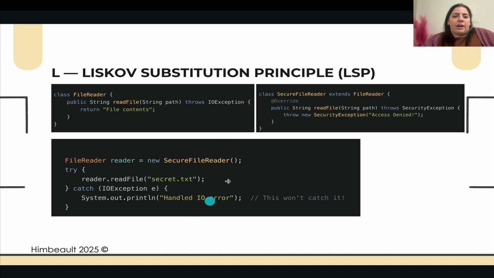Coming back to over here, this is in our main class down here. Here we have a file reader because it's the superclass, and we can equal a new secure file reader, right? It can be of subtype secure file reader. Now, if we try reader.readFile with secret.txt, because presumably this is going to read a file of some kind, we know that our readFile throws an IO exception.